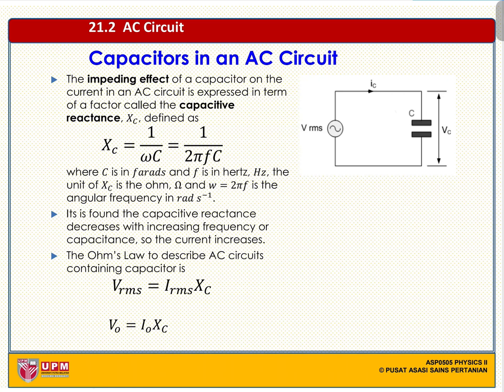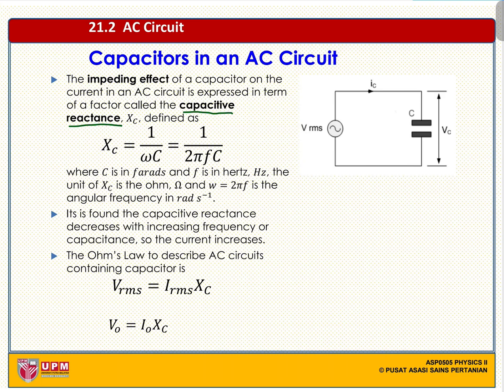Disebabkan oleh adanya perubahan current, that's mean akan ada kapasitor ni sendiri akan ada dia punya kita panggil kat sini impedance effect lah. Dia menghalang current tu daripada mengalir. So kita panggil impedance effect tu as capacitive reactance. Kita akan panggil dia sebagai capacitive reactance.